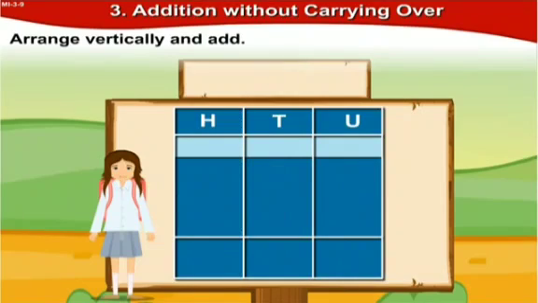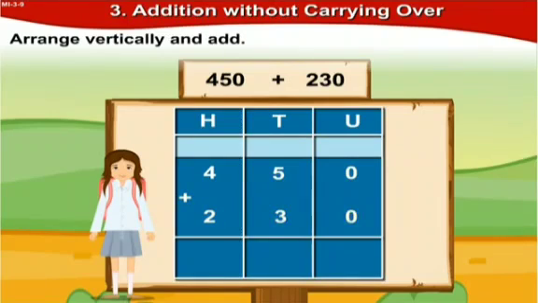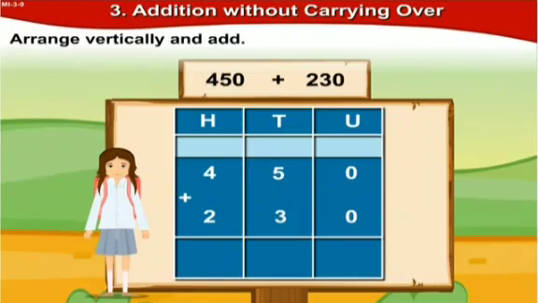Now the next sum, 450 plus 230. If you arrange them vertically, first you'll write HTU. Now 450 would be 400, 5 tens, 0 units, plus 230 would be 200, 3 tens, 0 units. Now let us begin our addition.